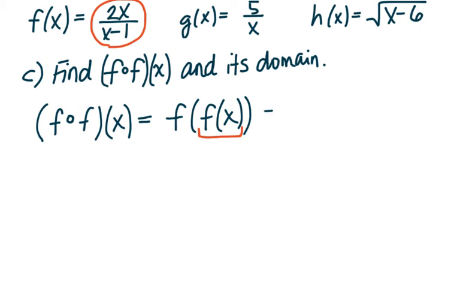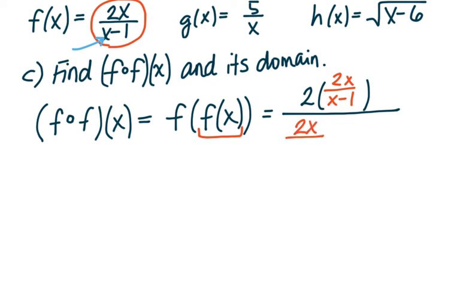So in other words, rather than having 2x, we're going to go ahead and substitute in place of x function f, which is 2x divided by x minus 1. And then that's all divided by, but instead of x right here, that x becomes function f, which is 2x divided by x minus 1, and then we have minus 1. So that's what our initial substitution looks like.